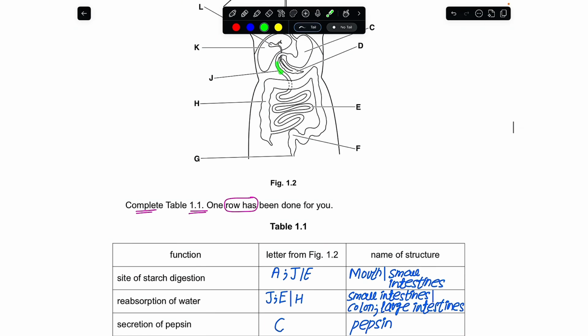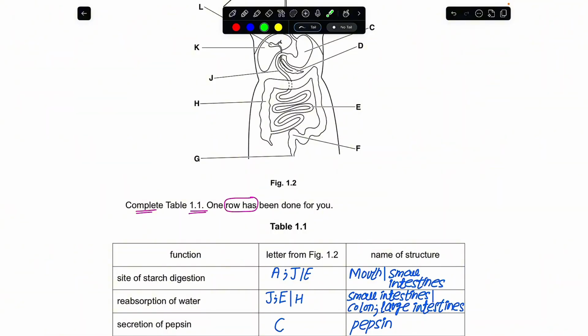Likewise, some of the water can also get absorbed from here as well, no matter if you write J or you write E. In both contexts, the name of the structure should be small intestines. If you are writing H, you can simply write it as large intestine or you could write it as colon.